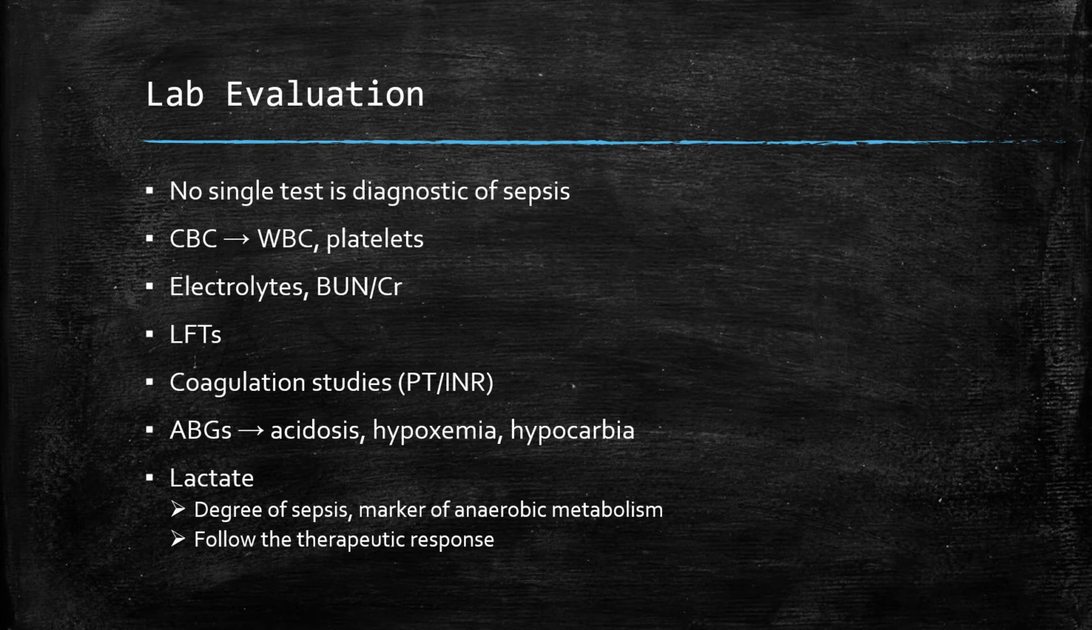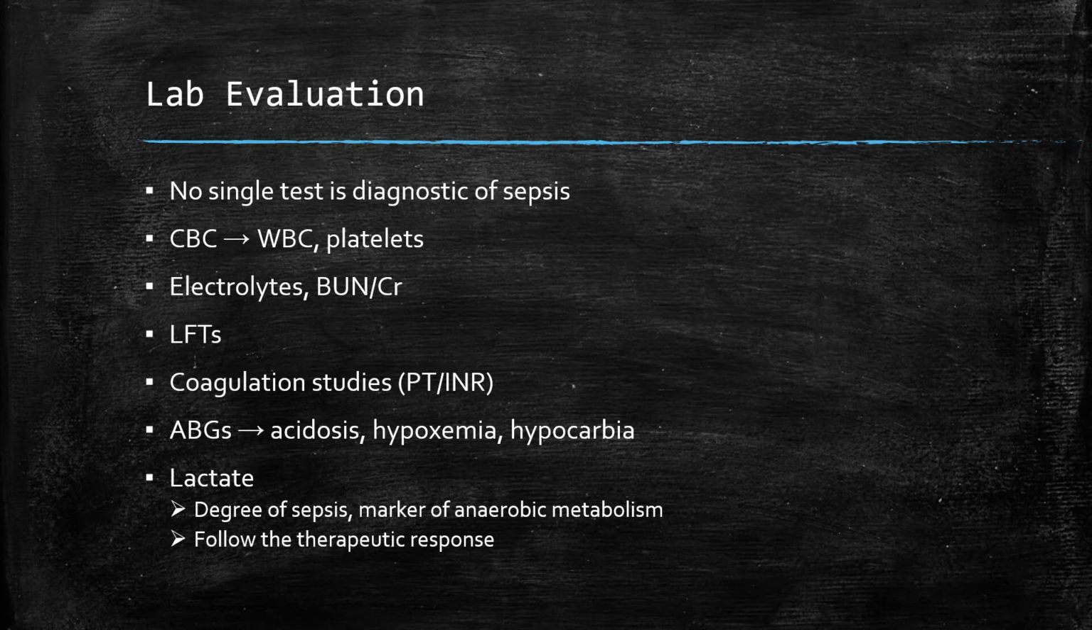As far as lab tests go, many provide supportive evidence, but no single test is diagnostic of sepsis. The CBC is extremely valuable and provides information on the white blood cell count as well as the platelet count. In sepsis, many patients have a platelet count that drops below 100,000. A basic chemistry panel provides more useful information, in particular about the BUN and creatinine. Liver function tests and coagulation studies like the prothrombin time provide evidence of hepatic dysfunction.